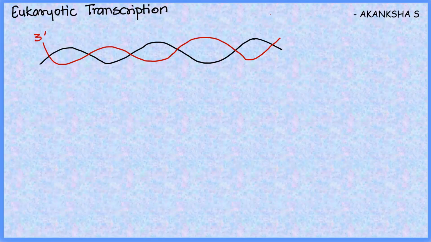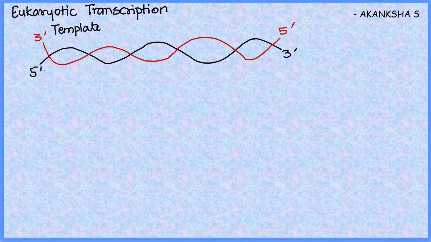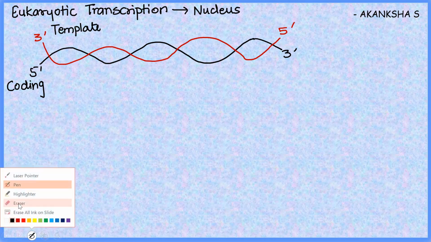Let's say this is 3', 5'. Over here we have 5', 3'. Let's take this to be the template, the red one. Let's take the black one to be coding. Now, mind you, eukaryotic transcription takes place in the nucleus where the DNA is present. Eukaryotes have a definitive nucleus. Our DNA is not suspended in the cytoplasm. Okay, so what is going to happen?